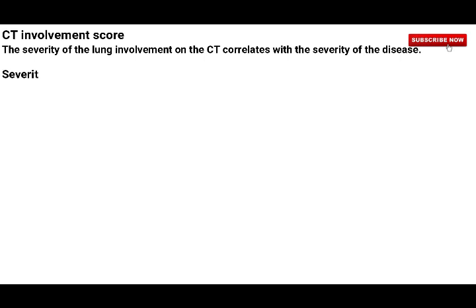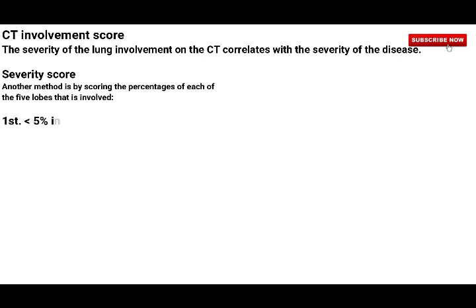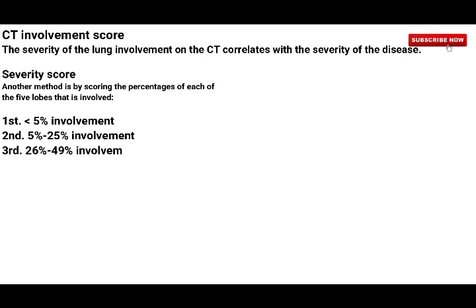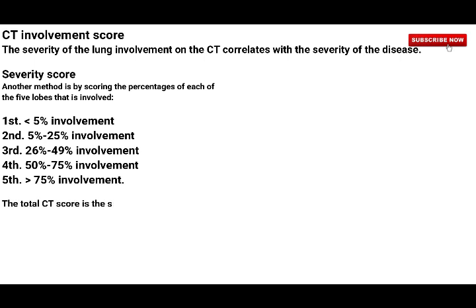Severity score. Another method is by scoring the percentage of each of the 5 lobes that is involved. First, less than 5% involvement. Second, 5% to 25% involvement. Third, 26% to 49% involvement. Fourth, 50% to 75% involvement. Fifth, greater than 75% involvement.